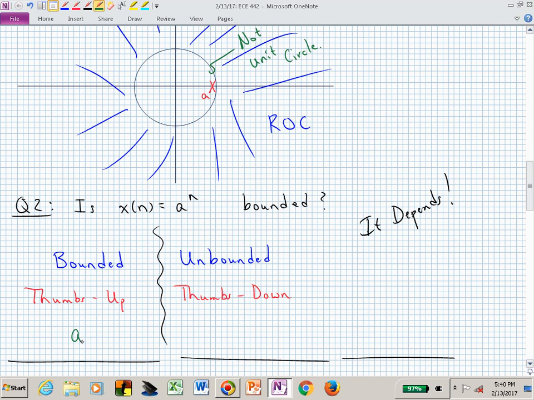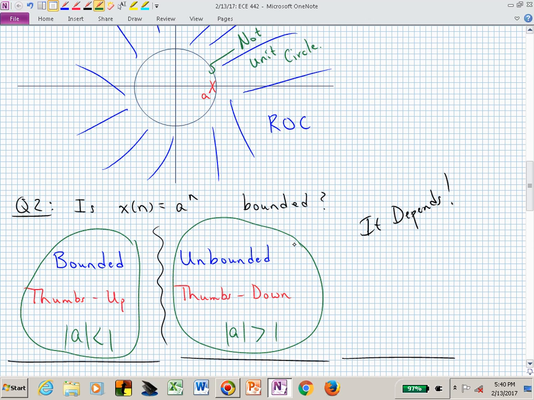So this is A greater than 1. Let's say magnitude of A, but A is positive. What did I just say? A is less than 1, didn't I? Okay. I'll try to write what I say. Then it would be this one. If A's magnitude was bigger than 1, then it would be unbounded.